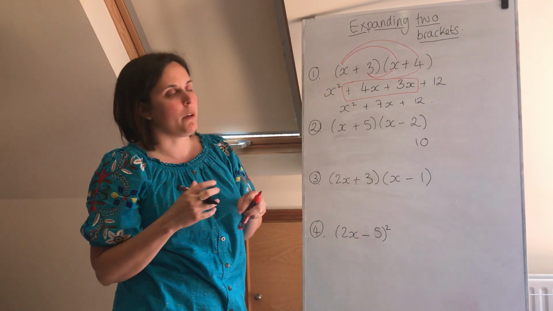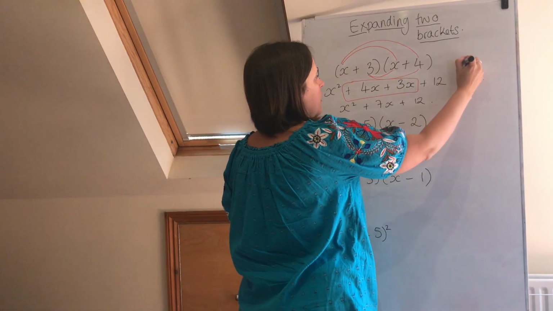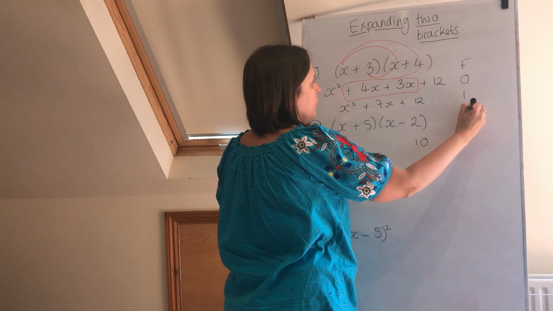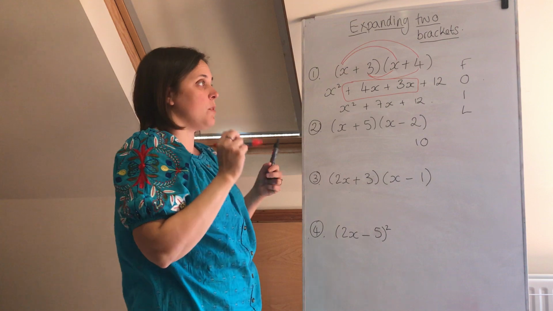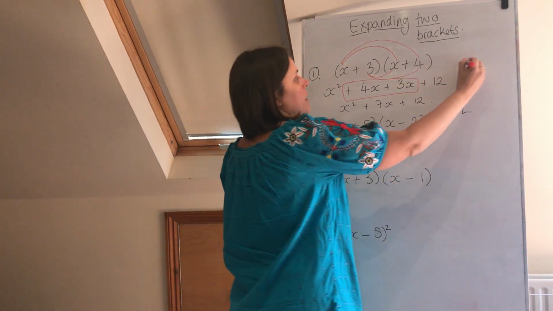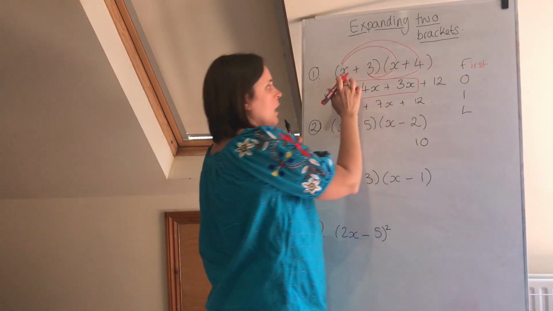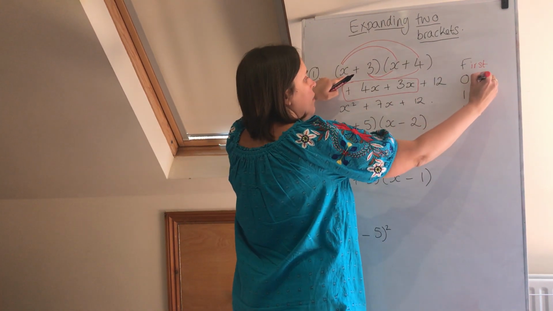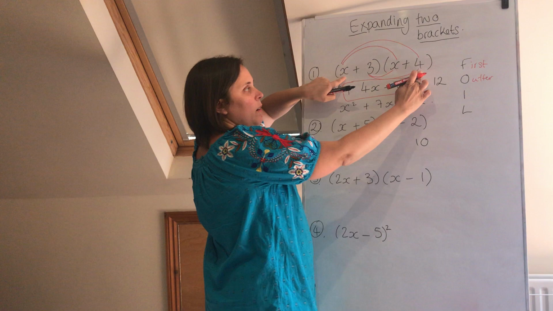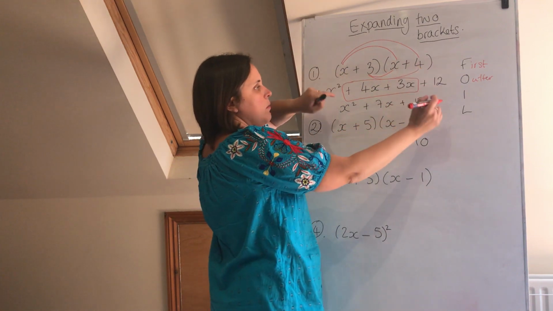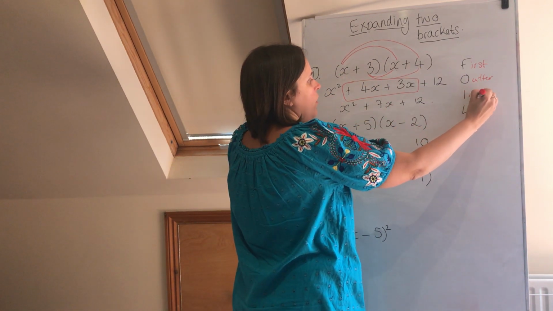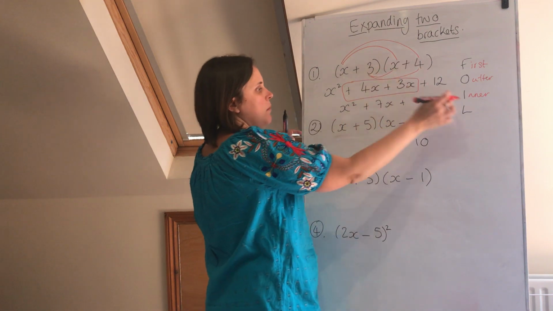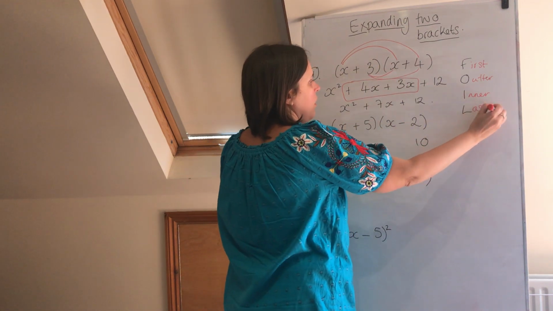Now, one way of remembering this process is by using this phrase, which is FOIL. And those letters all stand for something. The F stands for first. So that was our first two terms in each bracket. Then the O stands for outer. That's the outer two terms, so that's where we did the x times the 4. The I stands for inner. So that's the middle two terms, and the L stands for last.